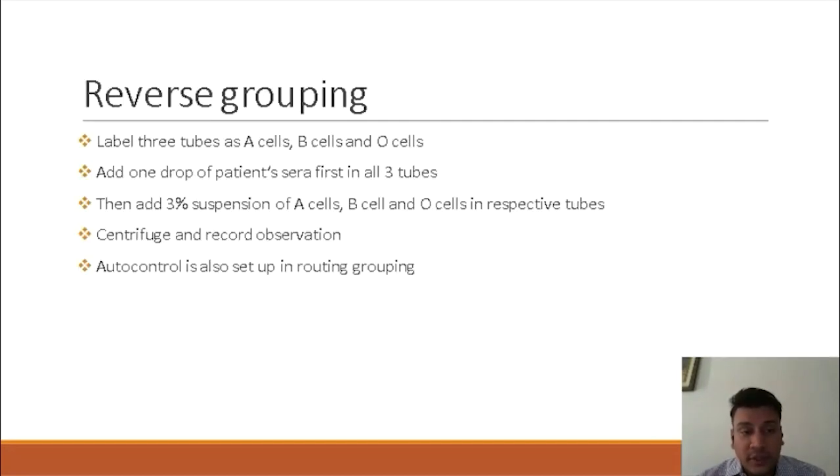In reverse grouping, we again label 3 tubes with A cells, B cells and O cells. We first add the patient's sera in all the 3 tubes and then add already prepared 3% suspension of known A cells, B cells and O cells in respective tubes, centrifuge and observe the reaction. Also, during routine blood grouping, we have a practice to include an auto-control test tube in which we add the patient's sera and red cells, and this is just a screening method to find out any auto-reactivity in the patient sample.